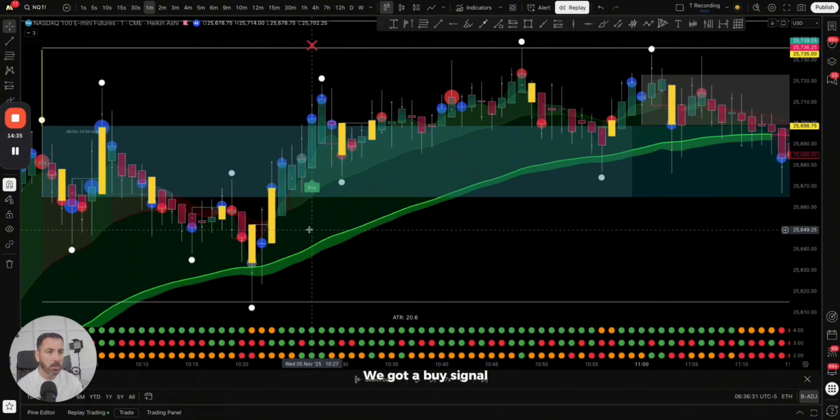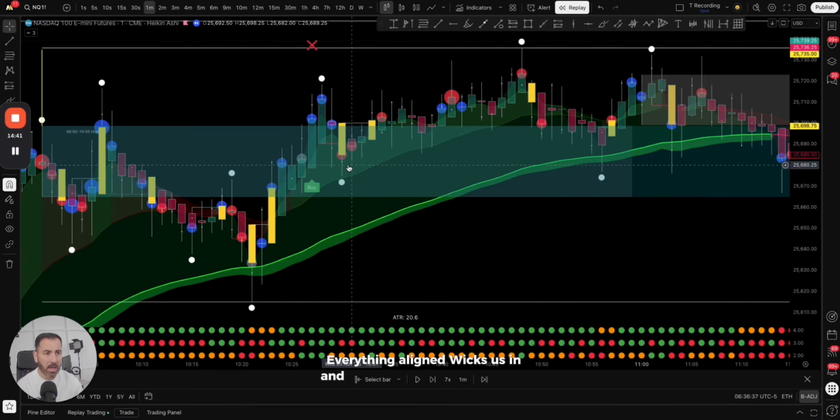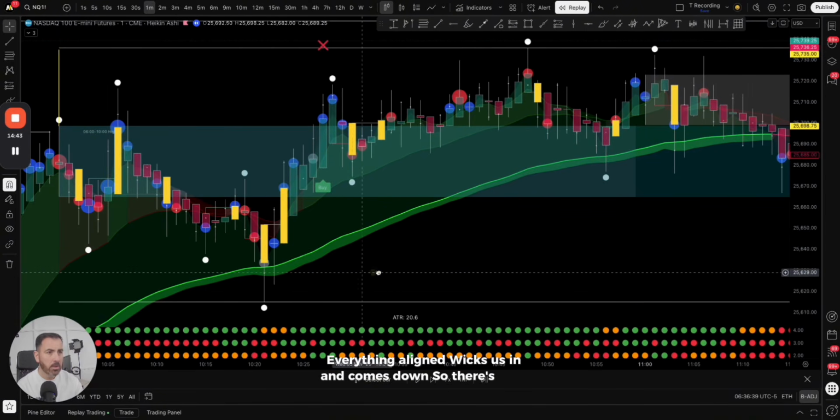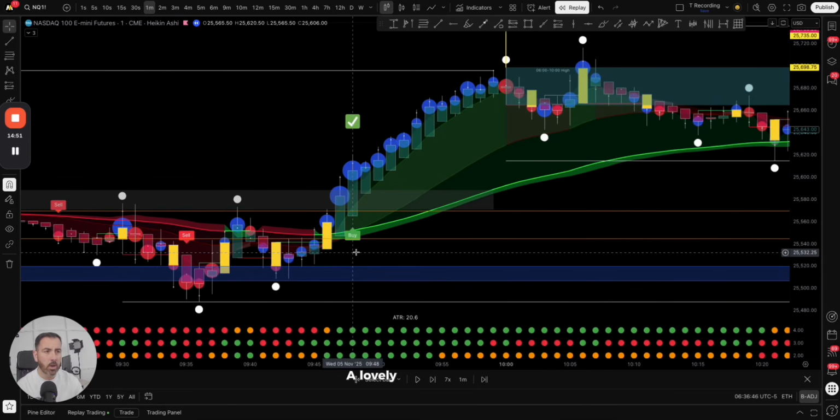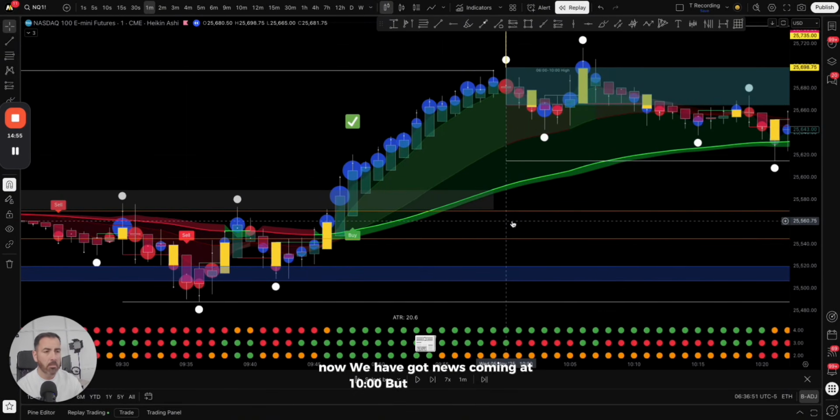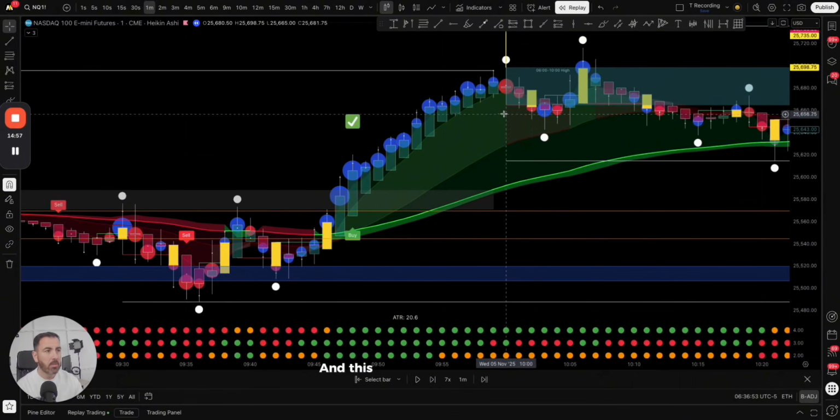We've got a buy signal. This is a shame. It comes up again, everything aligned, wicks us in and comes down. So there's our third loss. A lovely trade coming up. Now we have got news coming at 10 o'clock, but as I said before, this is one that you might want to stay out of because news is coming up.